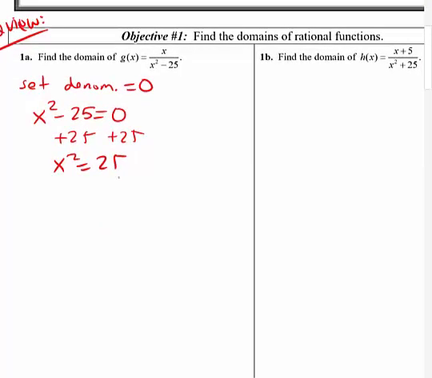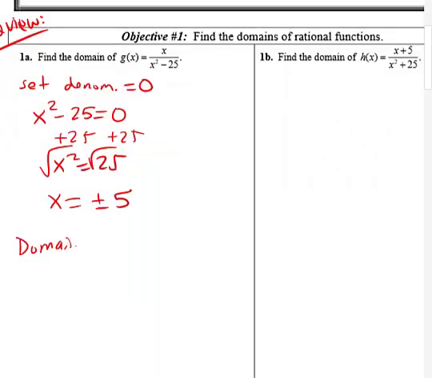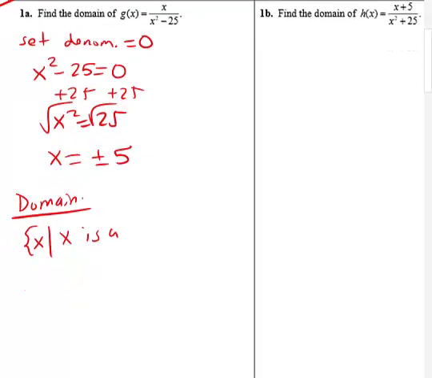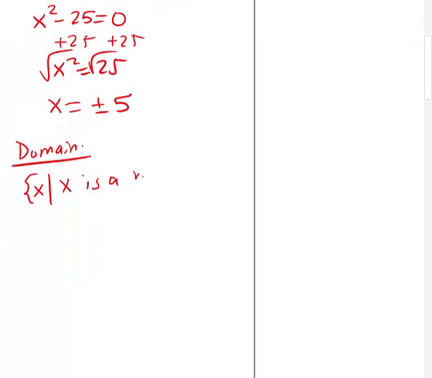So x squared equals 25. If I square root both sides, definitely don't forget, when you square root both sides, you have to put plus or minus. If I put a plus or minus there, then I have plus or minus 5. That means the domain I want is the set of all x such that x is a real number, because x can be anything it wants as long as it's not imaginary.